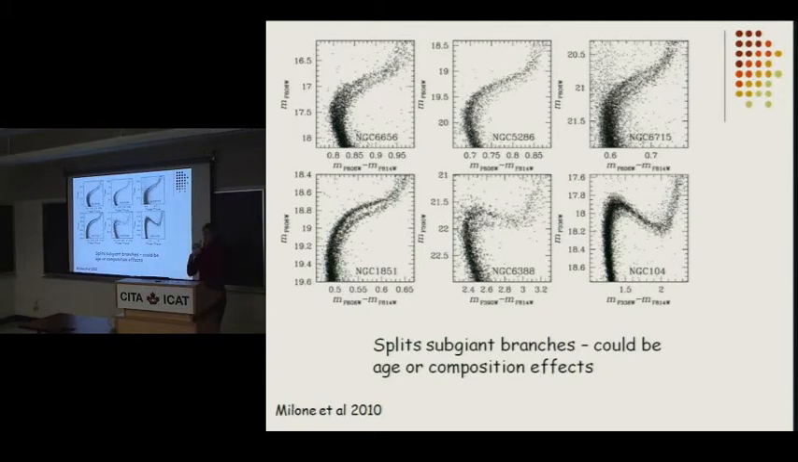The way you get a split in a subgiant branch is you change either the age or the composition of the stars. You can change the age by about a gigayear, and that will give you a split. Or you can change just the carbon, nitrogen, and oxygen components of your stars. You don't need to change the iron. You can do one or the other, or both.